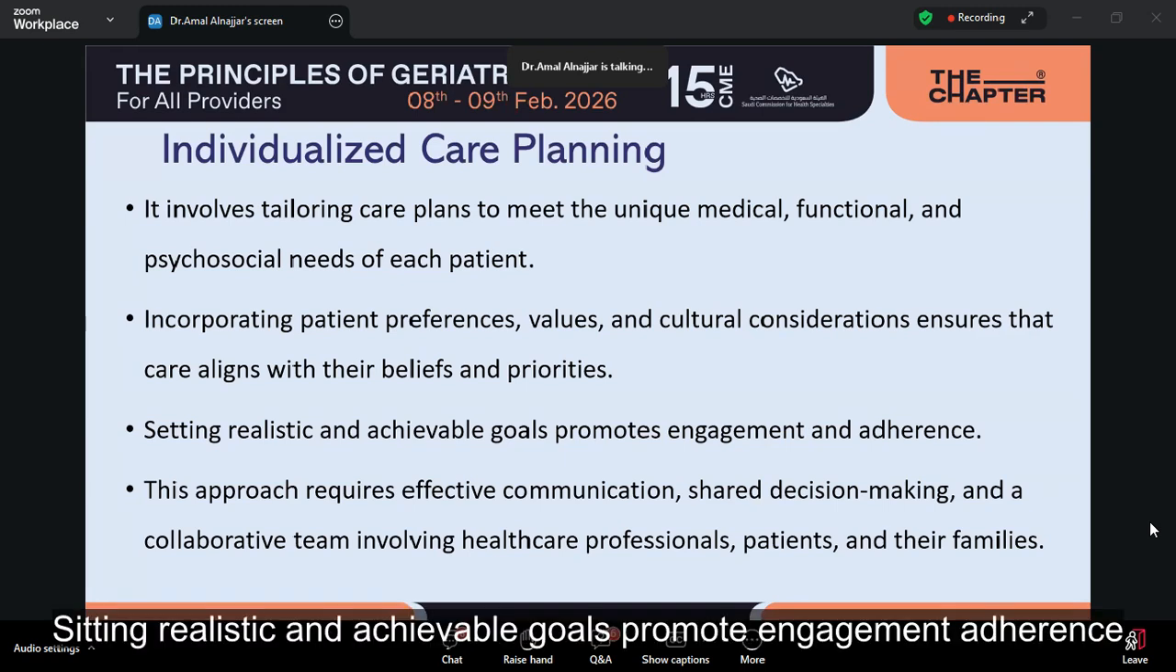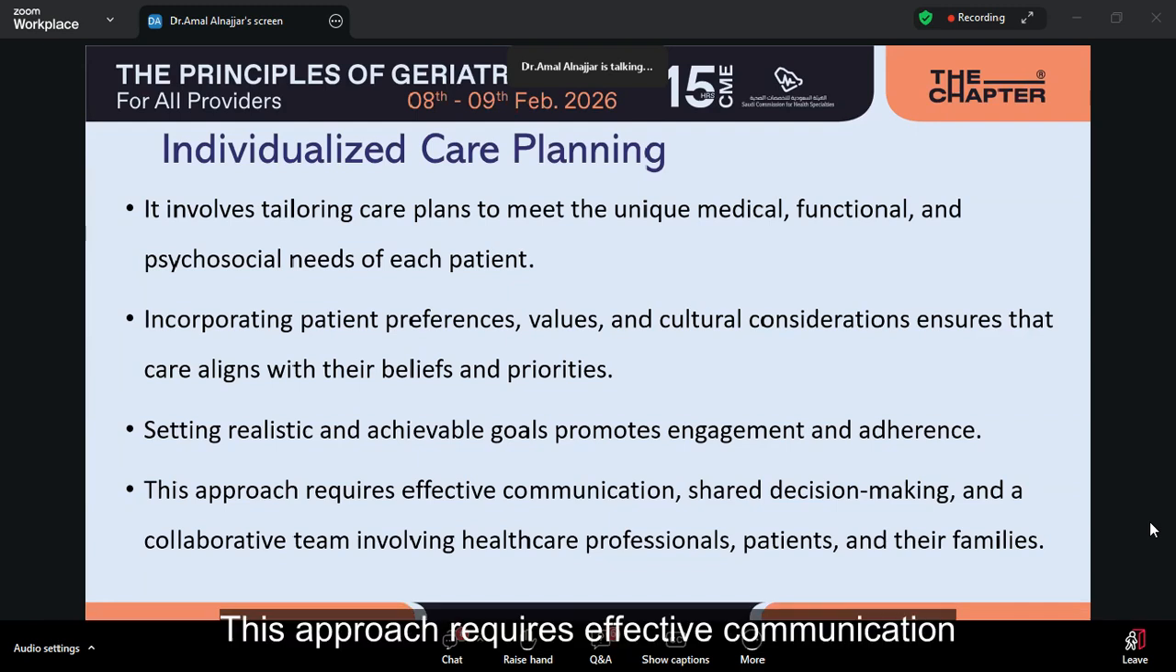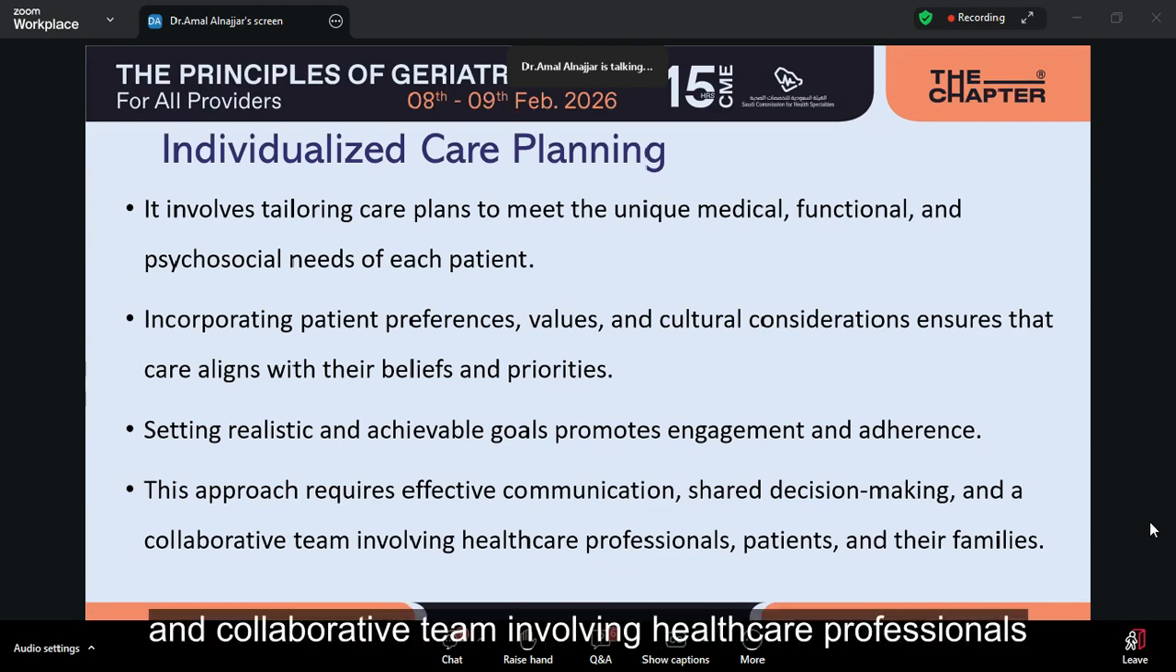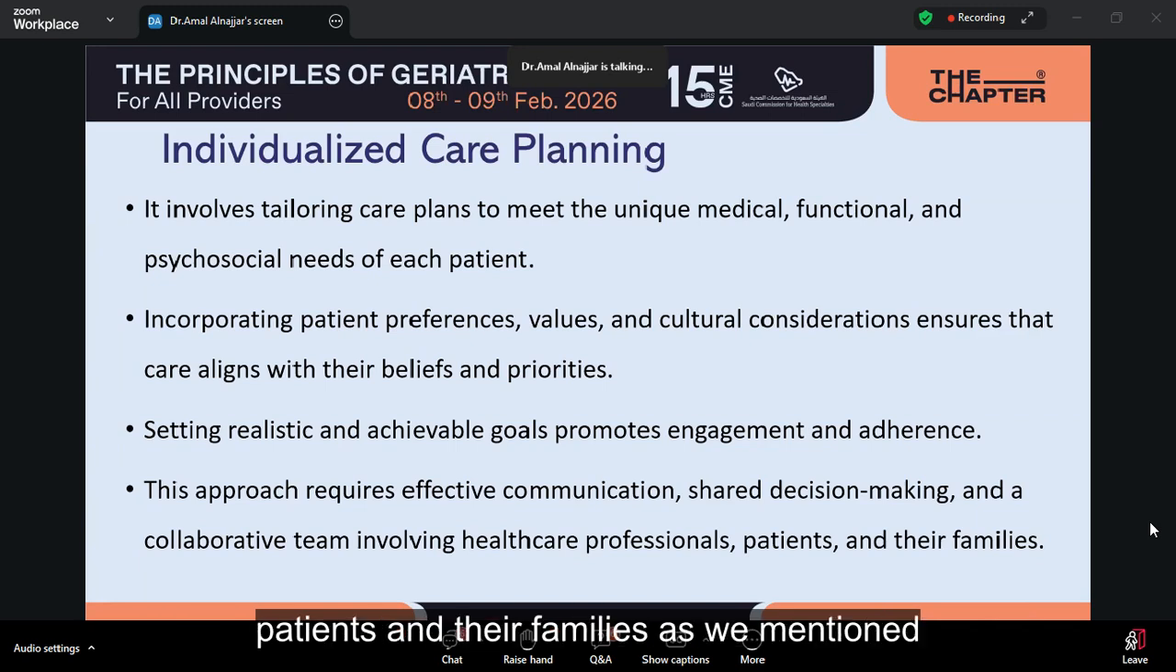Setting realistic and achievable goals promotes engagement and adherence. This approach requires effective communication and shared decision making with the patient, the caregiver, the physician, and the nurse, and a collaborative team involving healthcare professionals, patients, and their families, as we mentioned.